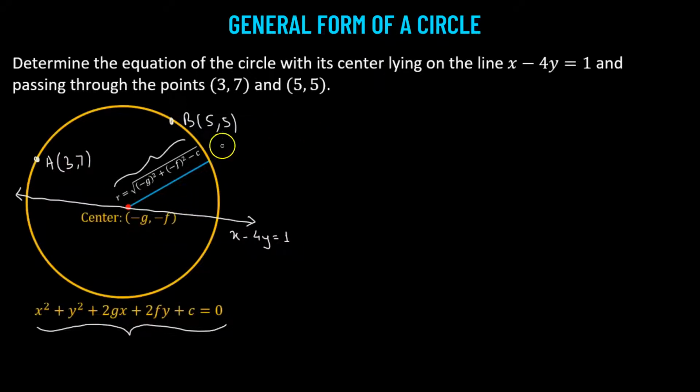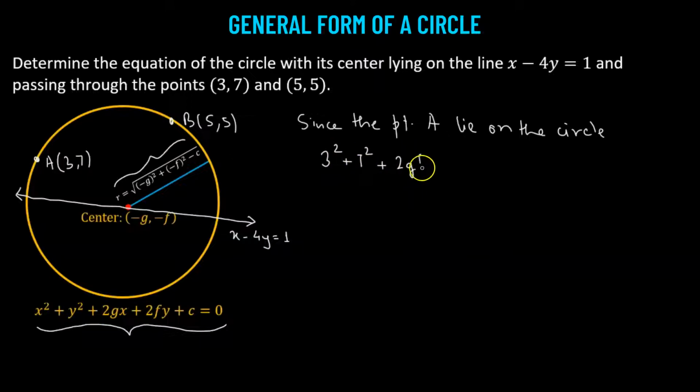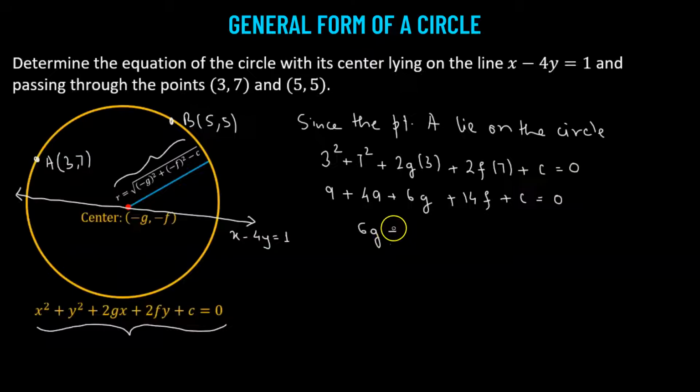So let's begin. We'll start with point A. Since the point A lies on the circle, it's going to satisfy the equation of the circle, meaning we can replace the value of x with 3 and the value of y with 7 in the general form. So we will get 3 squared plus 7 squared added to 2gx, so that's 2g times 3, plus 2fy, where y is 7, plus c equals 0. So we have 9 plus 49 plus 6g plus 14f plus c equals 0. We get 6g plus 14f plus c equals negative 58, so 49 plus 9 is 58, and we'll transpose it to the right hand side. This is going to give us one equation, so let's label this as equation number 1.